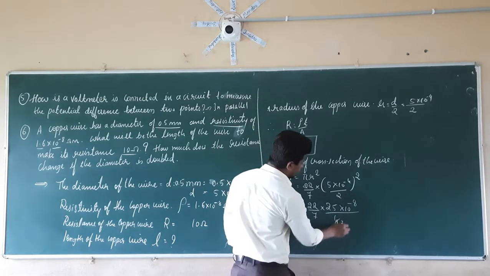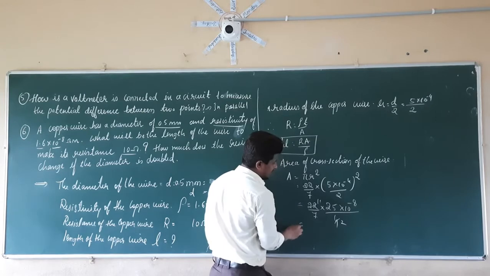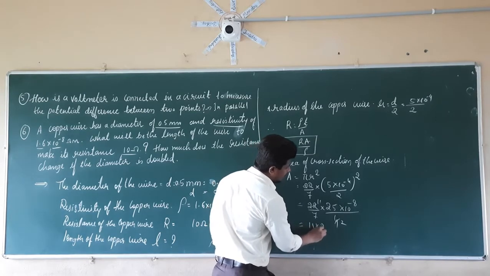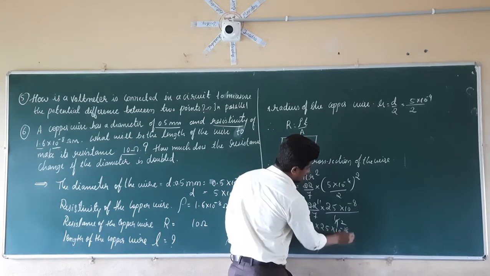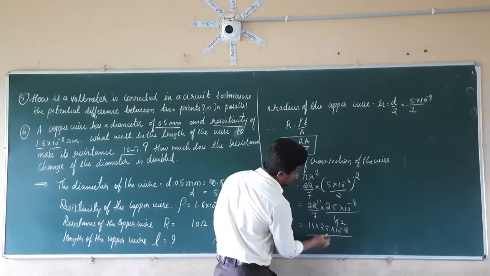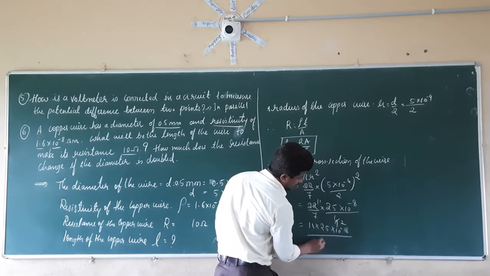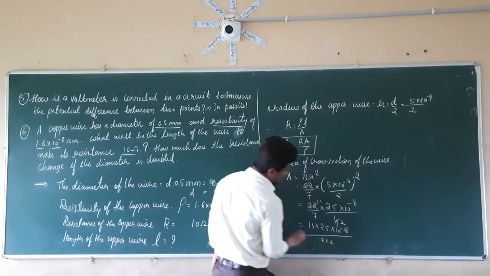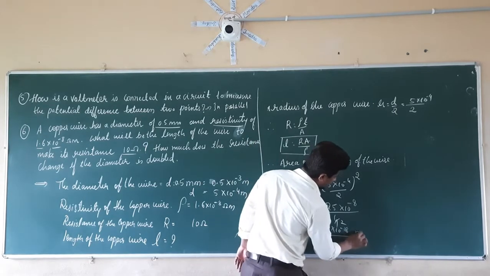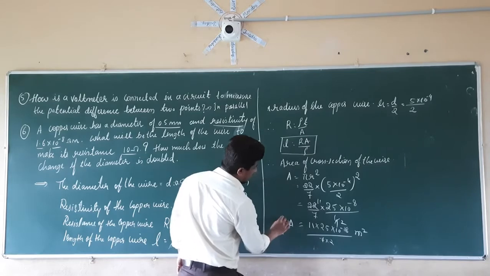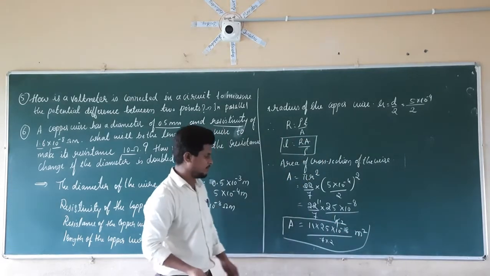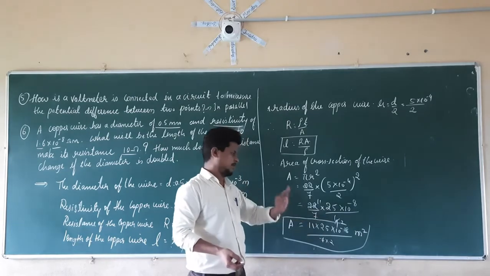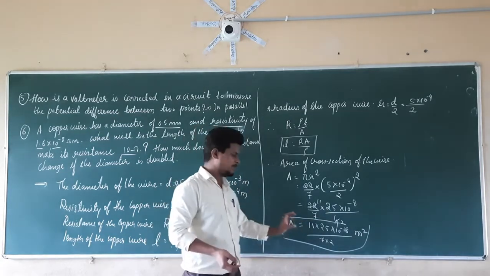So 2 2s are 2, 2 11s are 22, that is equal to 11 into 25 into 10 raised to minus 8 divided by 7 into 2, which is 14, or you can write it as 7 into 2. So the area of cross section is equal to 11 into 25 into 10 raised to minus 8 divided by 7 into 2 meters square. I am not going to write the decimal points here.